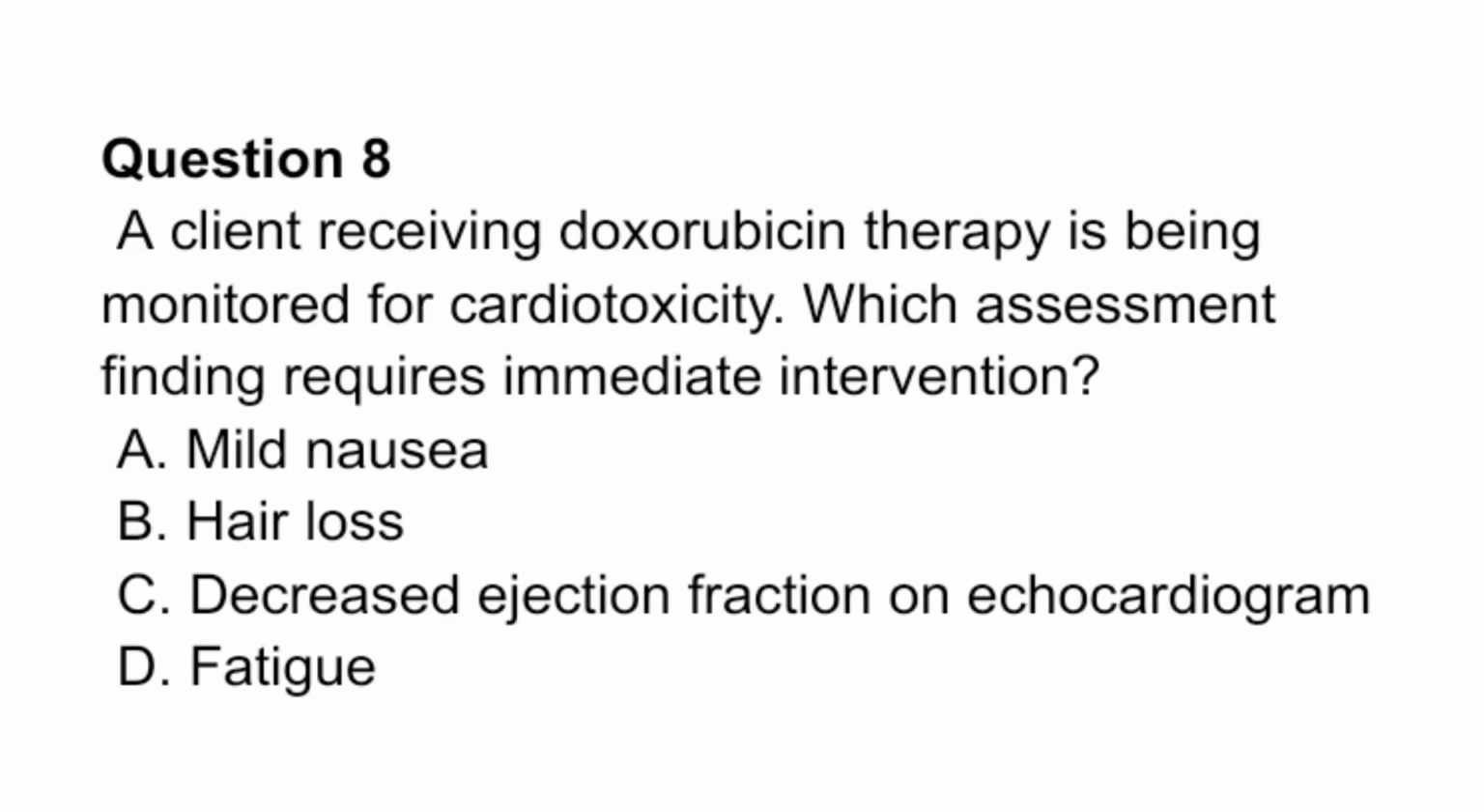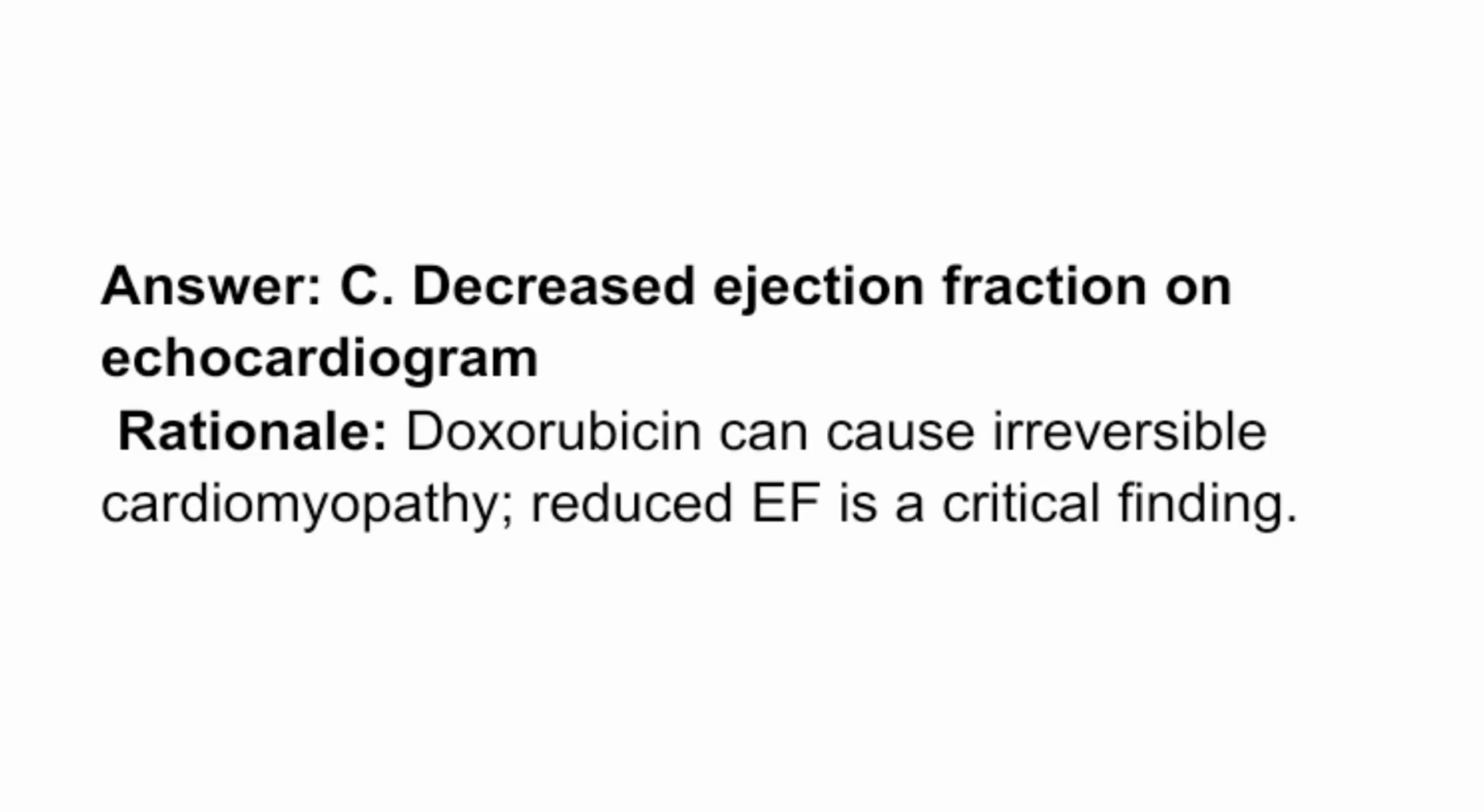Question 8. A client receiving doxorubicin therapy is being monitored for cardiotoxicity. Which assessment finding requires immediate intervention? A. Mild nausea. B. Hair loss. C. Decreased ejection fraction on echocardiogram. D. Fatigue. Answer: C. Decreased ejection fraction on echocardiogram. Rationale: doxorubicin can cause irreversible cardiomyopathy. Reduced EF is a critical finding.